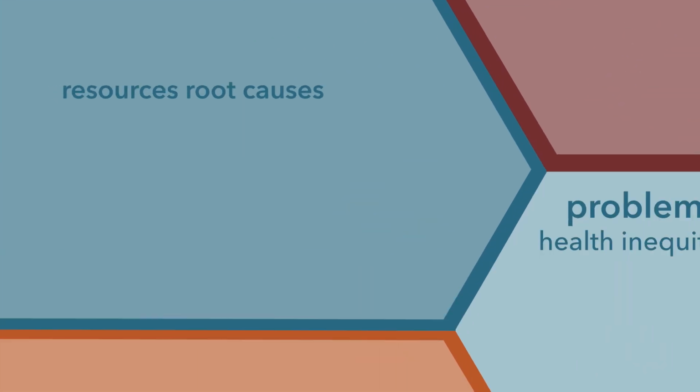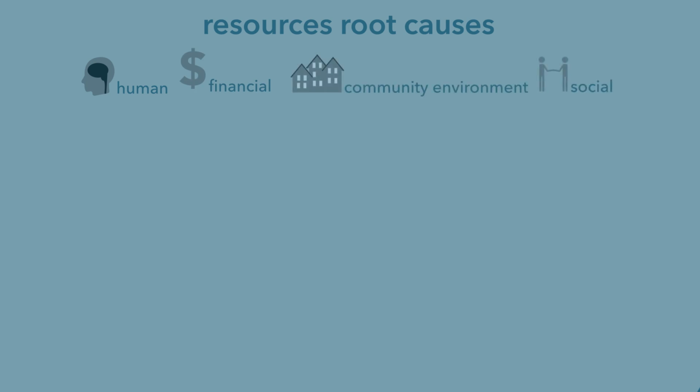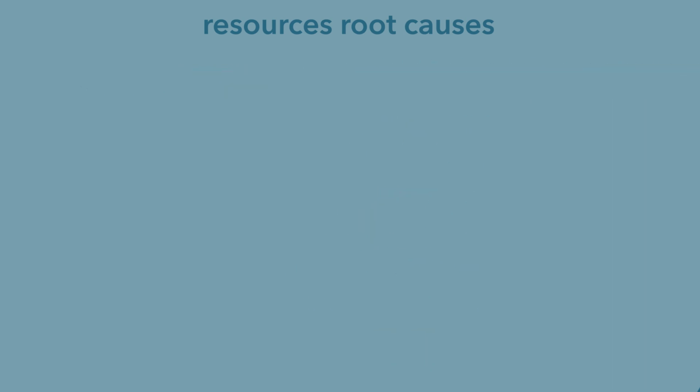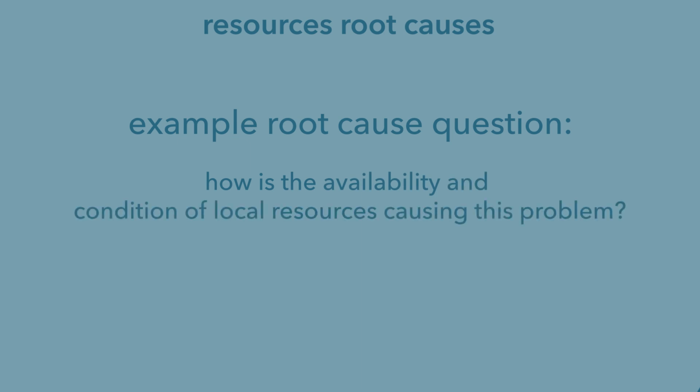System root cause 6: resources. Resources refer to human, financial, community, environmental, or social resources. A common resource root cause contributing to health inequities is when local residents and service providers aren't aware of available programs and supports. Here's an example root cause question. How is the availability and condition of local resources causing this problem?